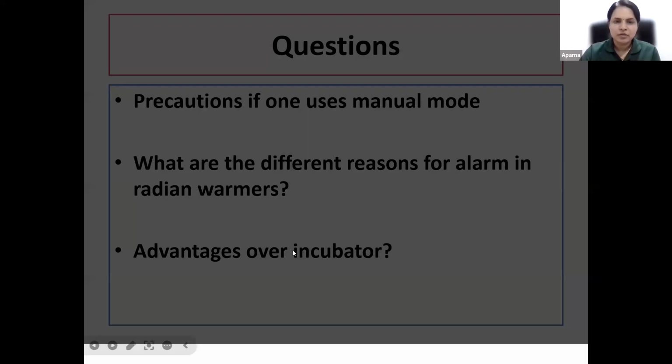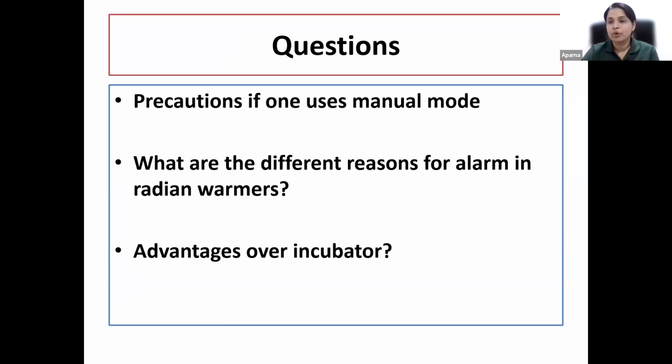Next question for us is, what are the precautions while using the manual mode? Manual mode is the mode of the radiant warmer where we don't monitor the baby's temperature, but we only set the heater output. Now, when you have a baby who is being managed in the manual mode, especially when the heater output is high, and when one is not present round the clock, it can lead to accidental hyperthermia. If we don't monitor the baby's temperature frequently, we can end up causing inadvertent hyperthermia to the baby. This must always be kept in mind, and hence try to use the servo mode as much as possible.